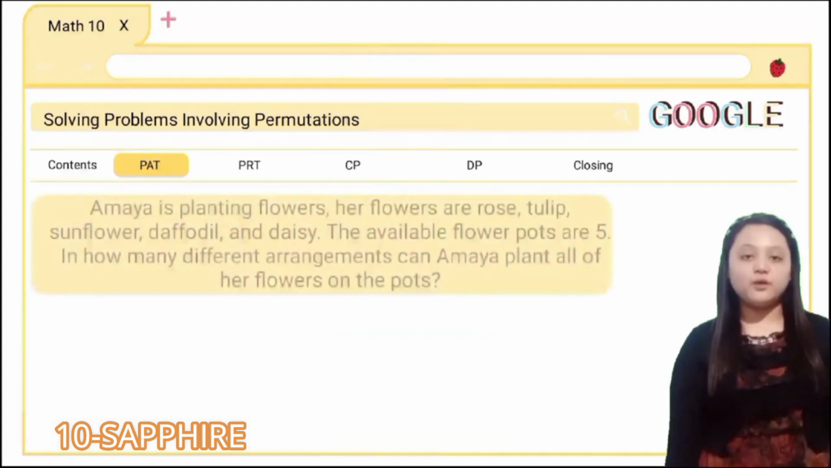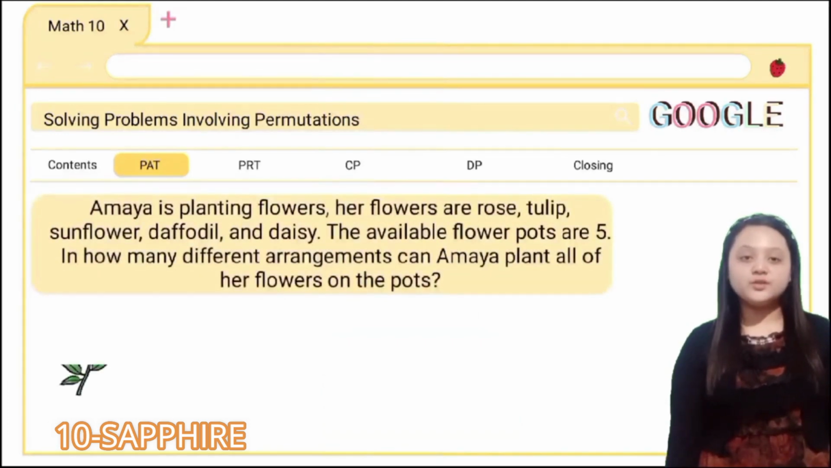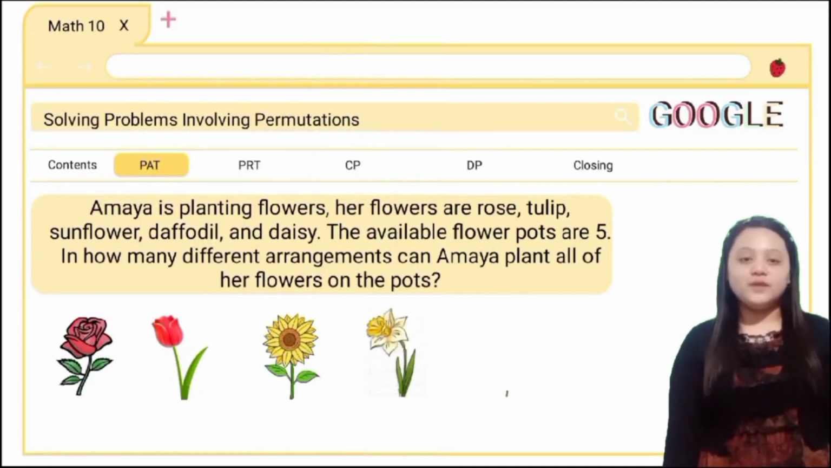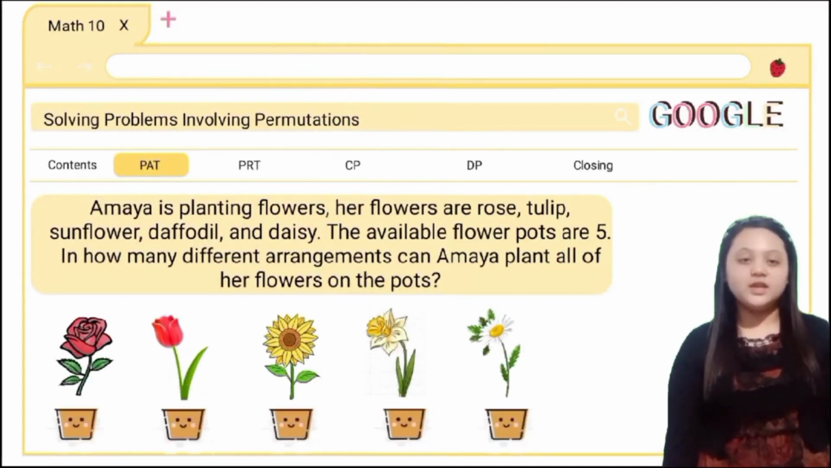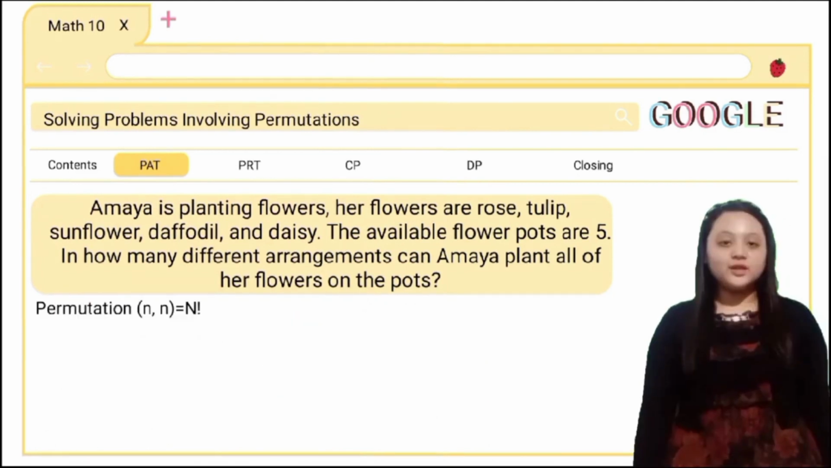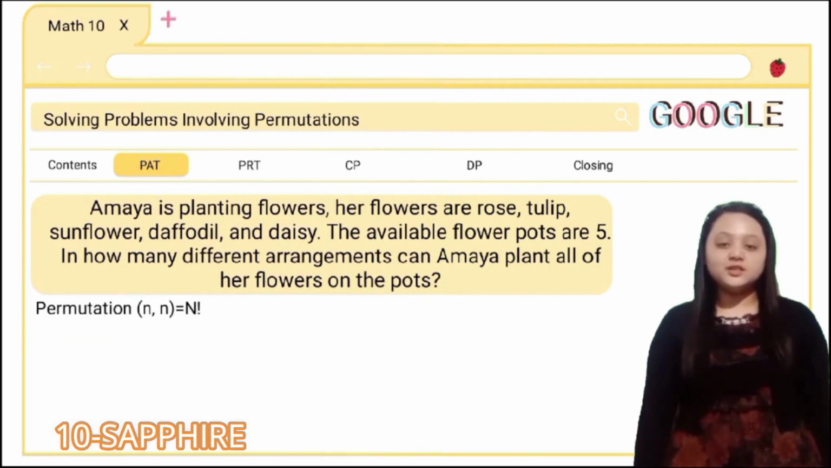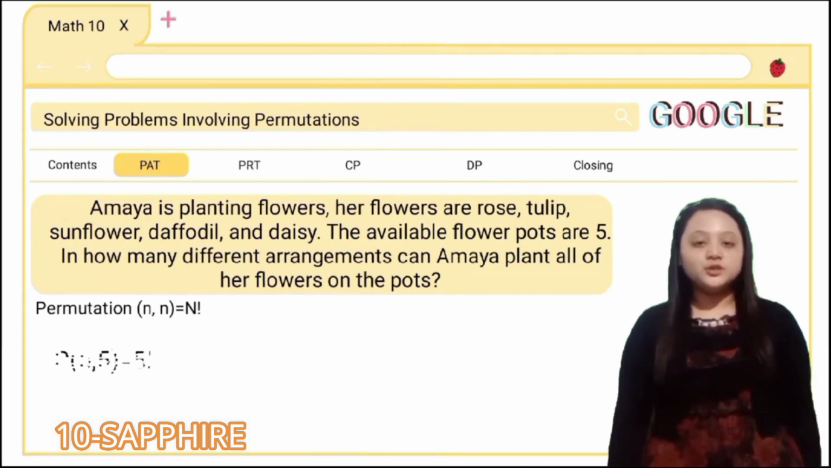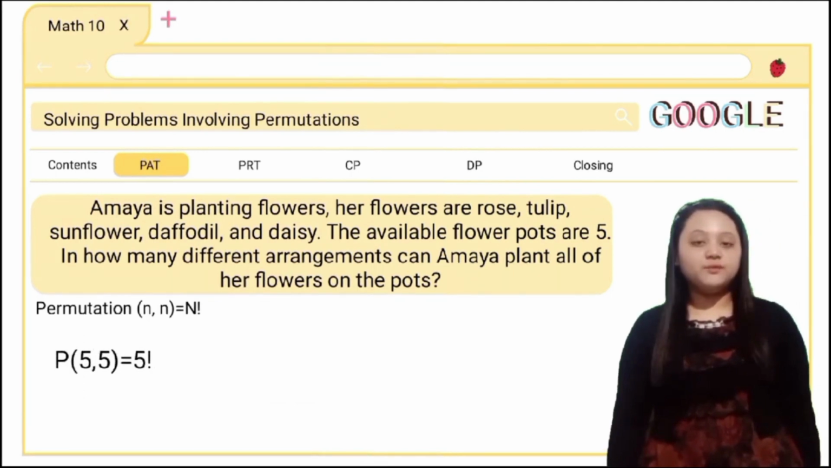Amaya is planting flowers. Her flowers are rose, tulip, sunflower, daffodil, and daisy. The available flower pots are 5. In how many different ways can Amaya plant all of her flowers on the pots? Now let's write the given: 5 flowers and 5 pots. Let's solve using the form of permutation quantity n, comma n is equal to n factorial. Substitute the n as 5 because we have 5 flowers, same as the pots.